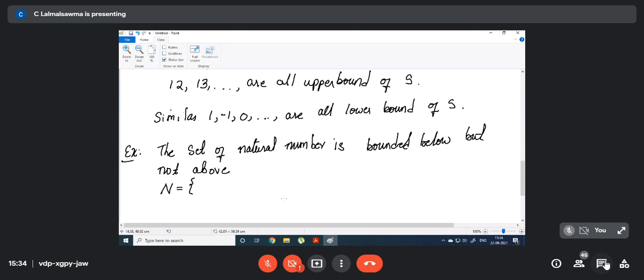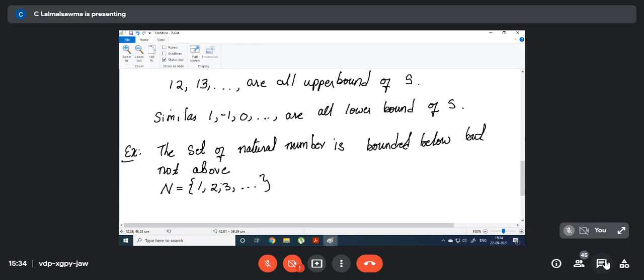Numbers start from 1 to infinity. Yes, very good. So it is not bounded above because it goes on like that. And it is bounded below. There are numbers less than 1, which are 0, minus 1. It is also bounded by 1. So like this, we can give sets which are bounded above, not below.